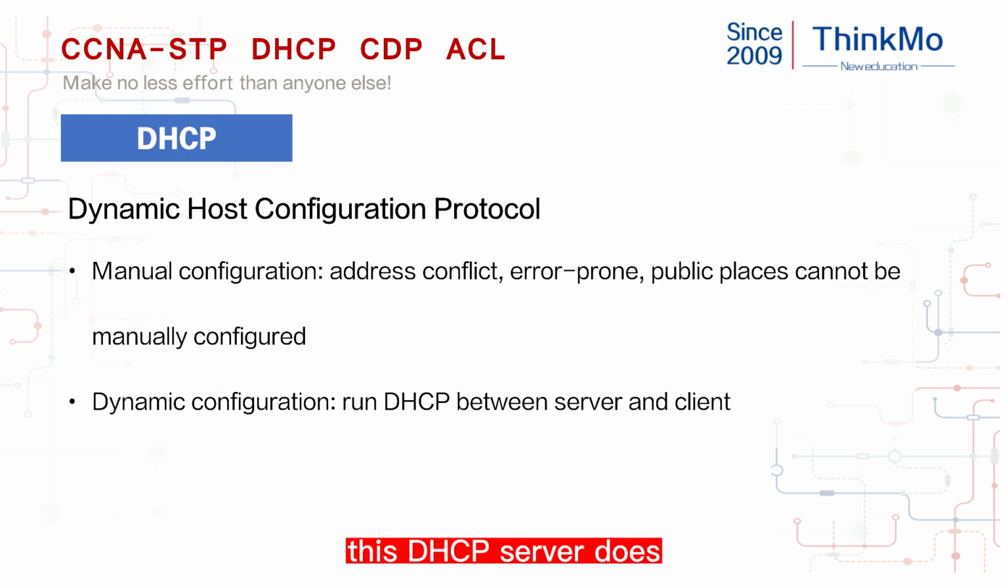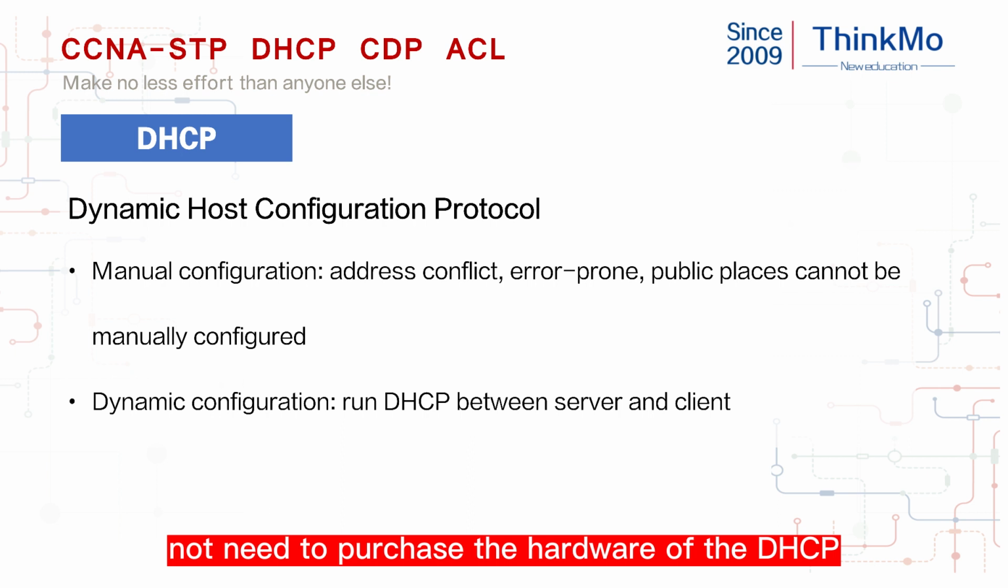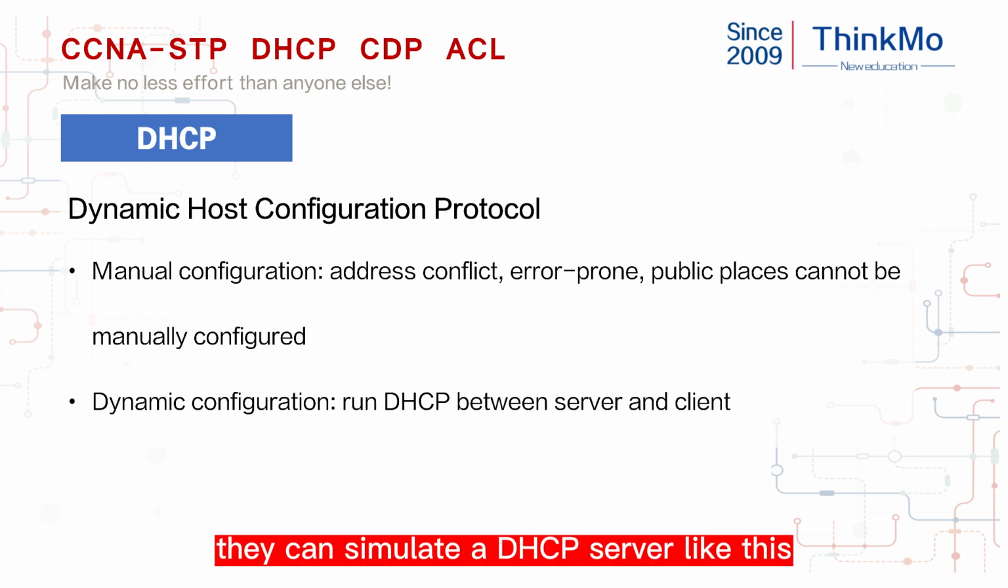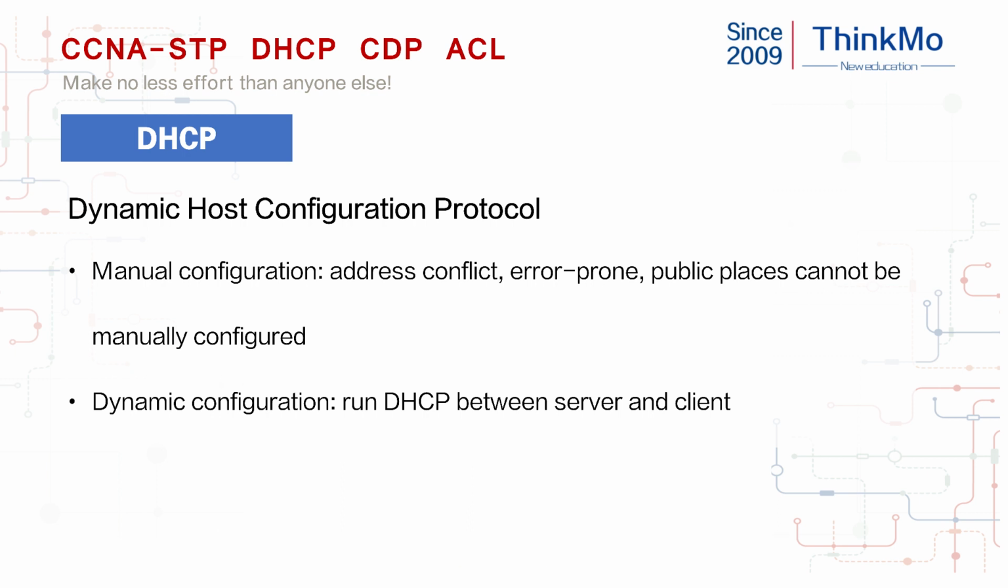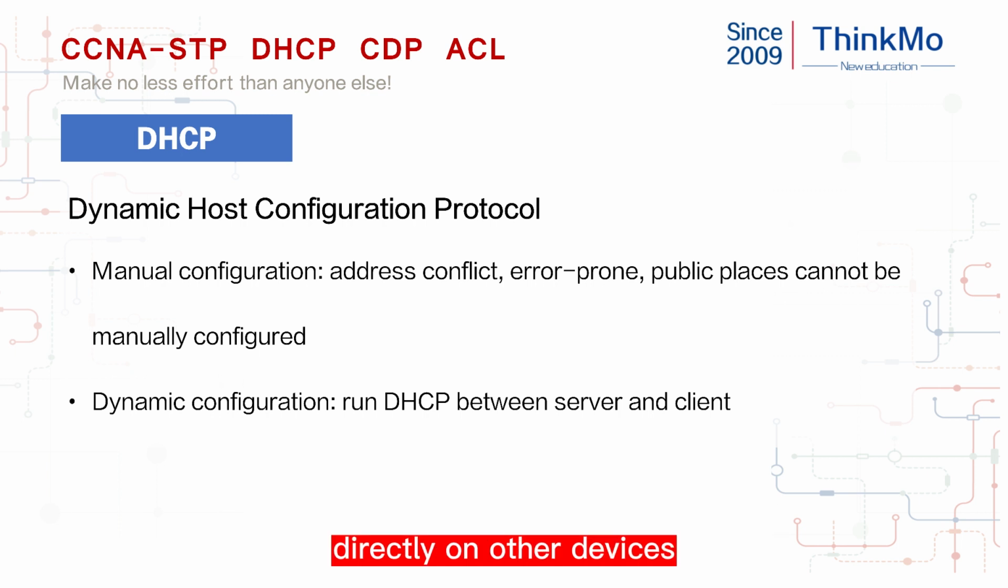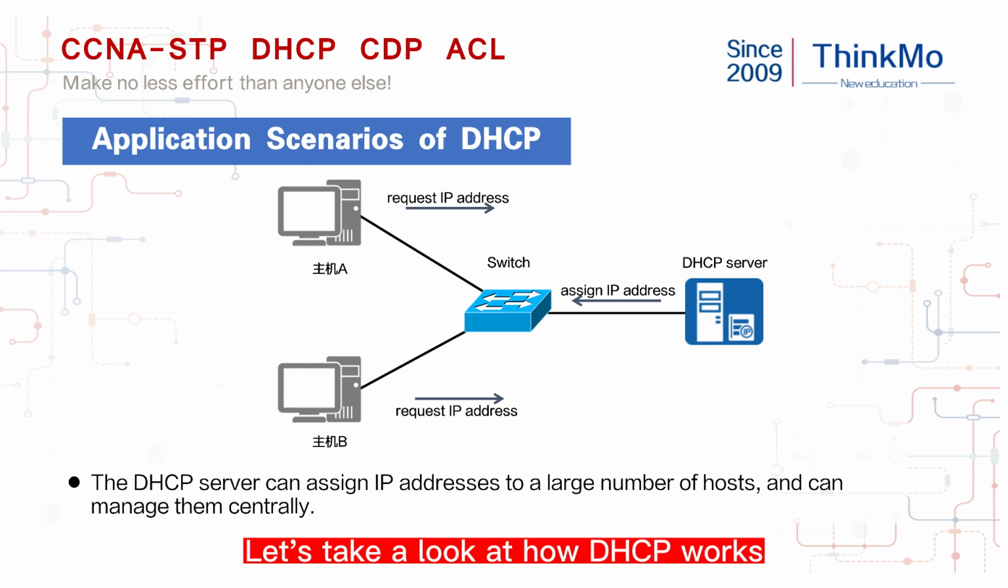This DHCP server does not need to purchase the hardware of the DHCP server separately. For example, it can use a router, layer 3 switch, firewall. They can simulate a DHCP server like this. That is, DHCP server configuration can be done directly on other devices. You don't need to buy a separate server. Let's take a look at how DHCP works.